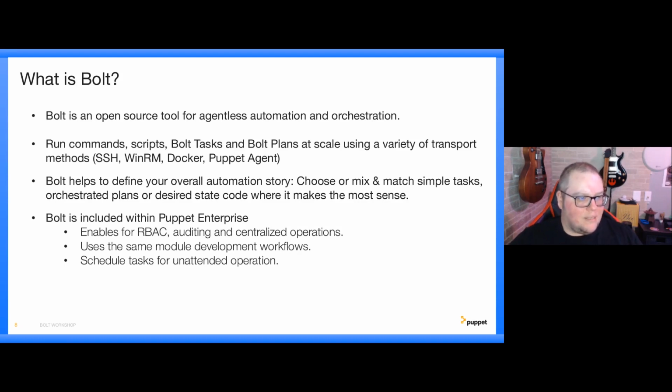The way I like to see it here is, we have Puppet that does the desired state management, and then we have Bolt. In between the two of those, we can really define that overall automation story. Bolt does a lot of the heavy lifting here for everything outside of desired state. So we can mix and match across all of these different varieties of command scripts, task plans. We can even apply Puppet code with it.